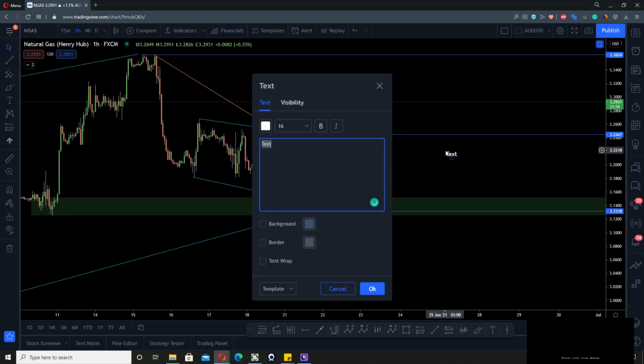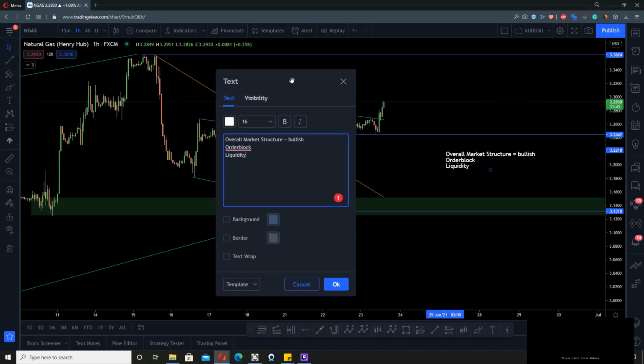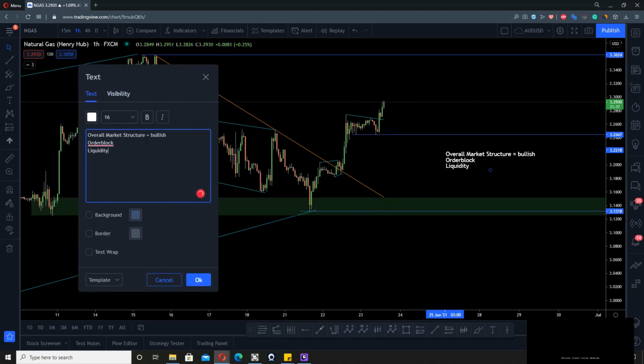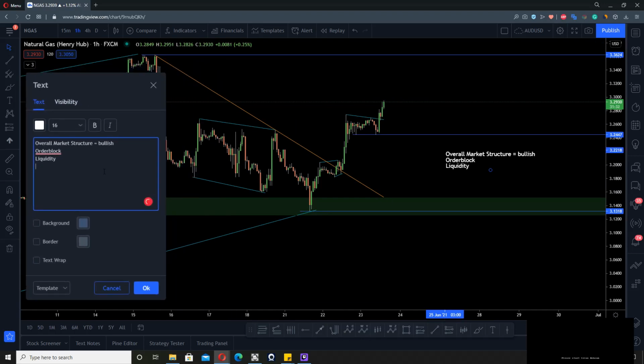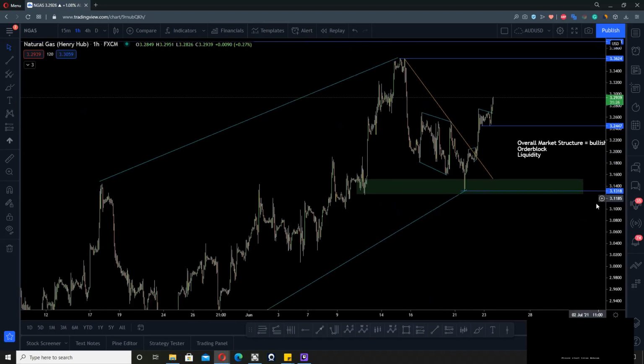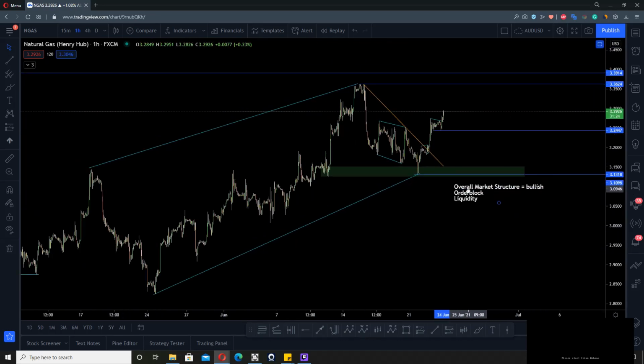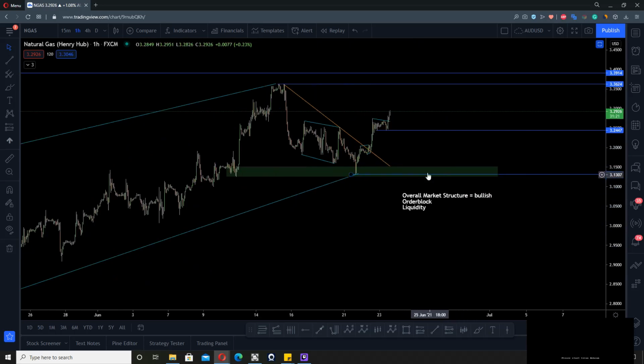So you have your overall market structure, which is bullish. You're in an order block, in a liquidity zone you just made here, right? And we have a possible pattern that is suggesting upside. This whole pattern here, it's suggesting that we will go up.